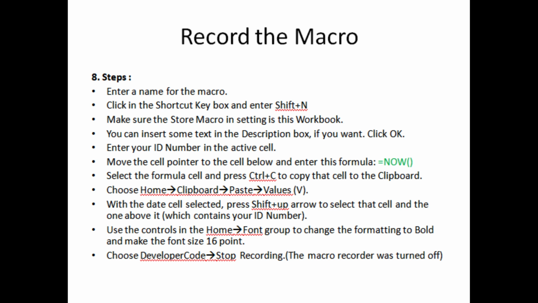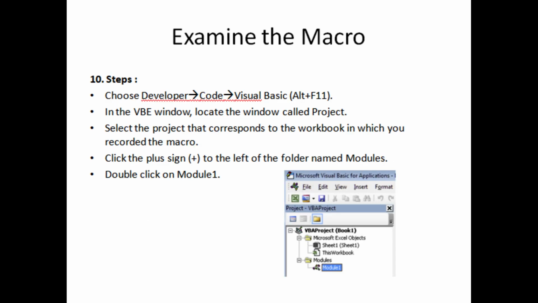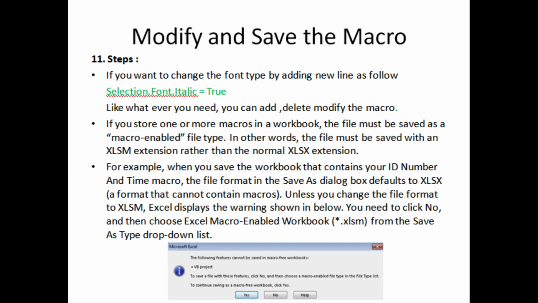The macro recorder was turned off. How to examine the macro. Choose Developer, Code, Visual Basic, Alt+F11. In the VBE window, locate the window called Project. Select the project that corresponds to the workbook in which you recorded the macro. Click the plus sign to the left of the folder named Modules. Double-click on Module1.